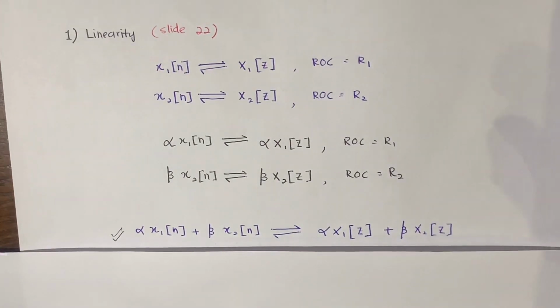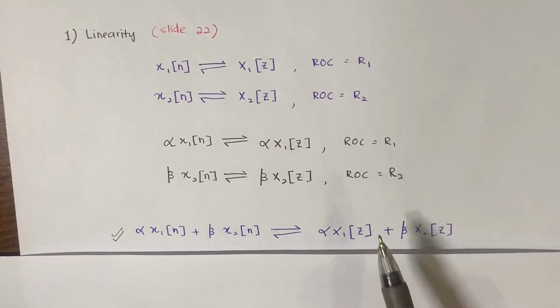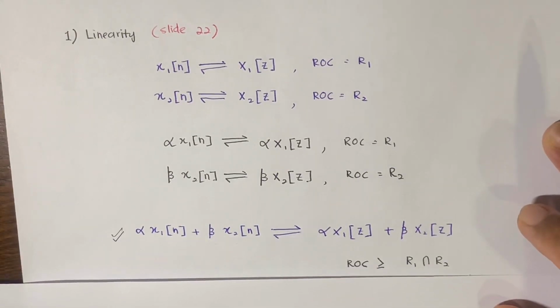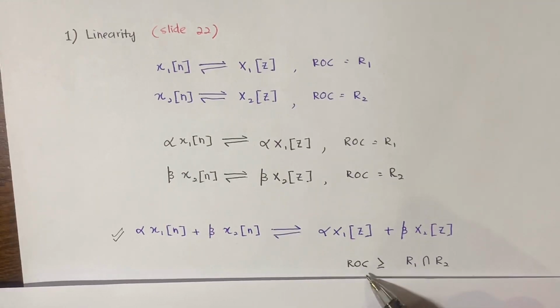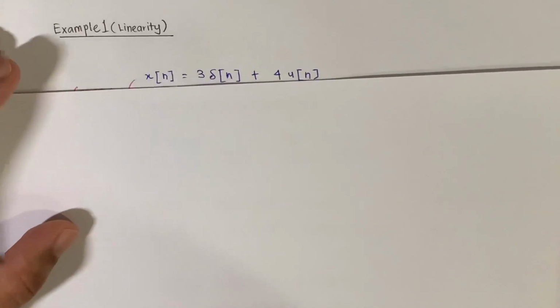How about the region of convergence of this new signal and Z transform? The region of convergence is greater than or equal to R1 intersect with R2. Now we go to example number 1 for the linearity property.